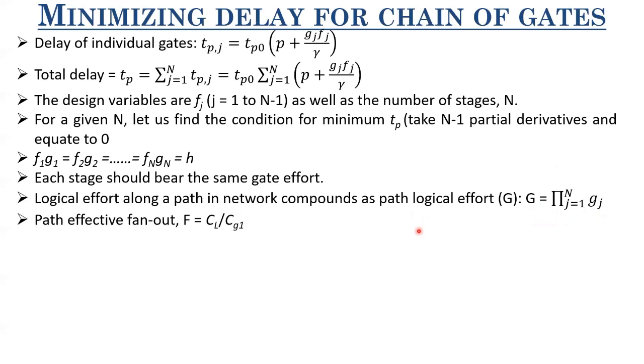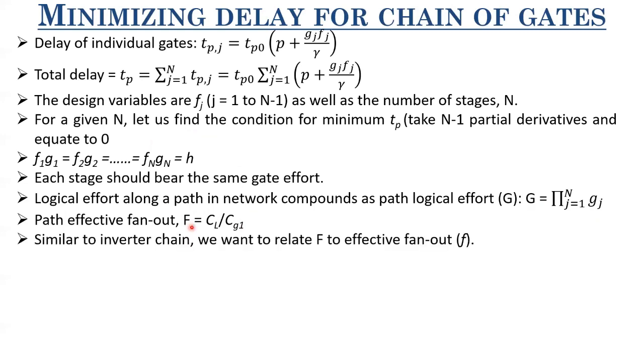And you also define something which is called path effective fan out, which is the effective load capacitance present at the output of this chain divided by the gate capacitance of the first gate in your chain. Now you remember we related this optimal fan out F to this capital F in the case of a chain of CMOS inverters. Similarly, here also we would like to relate this F to the effective fan out of each stage. However, there is a difference between the two.